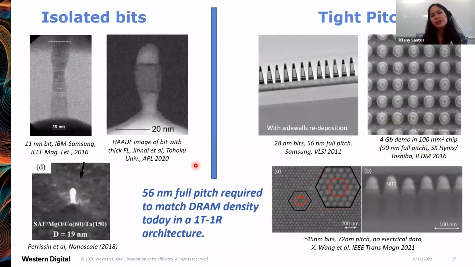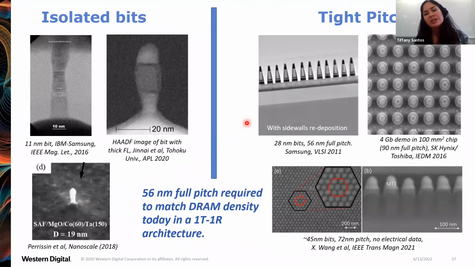So looking in literature, there are some really nice demonstrations experimentally of high quality, high performing, very small MRAM bits. Here are just some examples: IBM, Samsung showed an 11 nanometer bit. Here are a couple 20 nanometer bits, but we call them isolated bits. You can see you have the MRAM pillar with no neighbors close by.